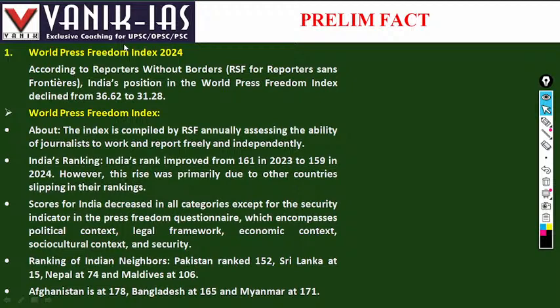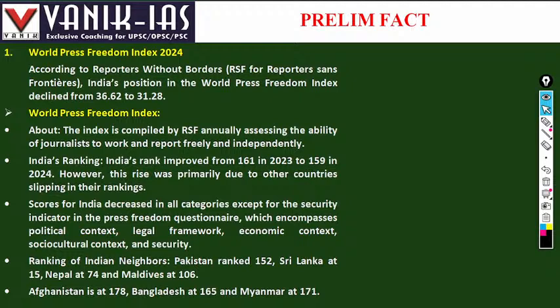Then the next is the World Press Freedom Index 2024. According to Reporters Without Borders (RSF), or Reporters Sans Frontières as it is called, India's score in the World Press Freedom Index declined from 36.62 to 31.28. The index is compiled annually by Reporters Sans Frontières, Reporters Without Borders, assessing the ability of journalists to work and report freely and independently.